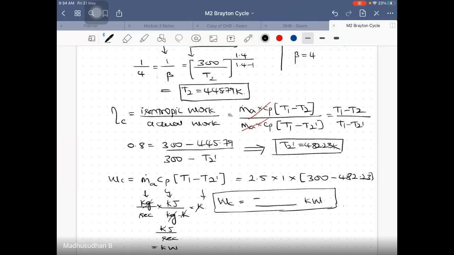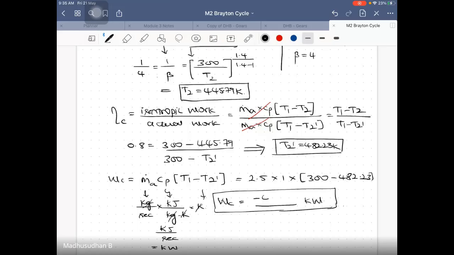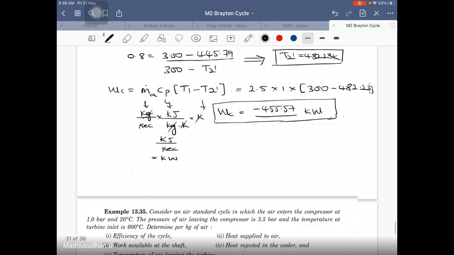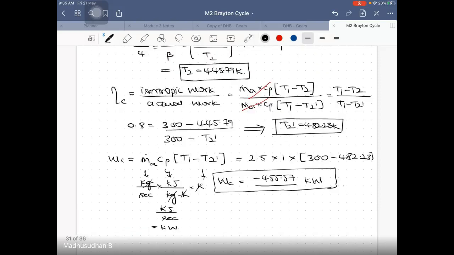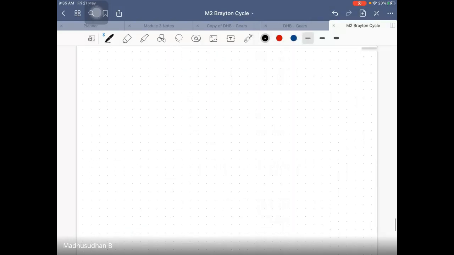Minus 455.57 kilowatts. Okay, keep that value aside. Next, you go for the calculation of WT.